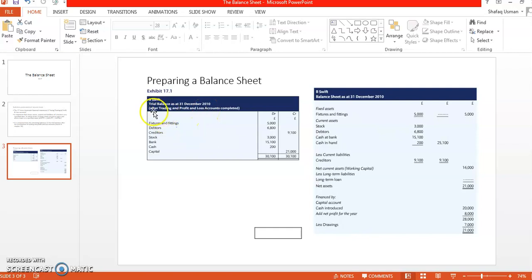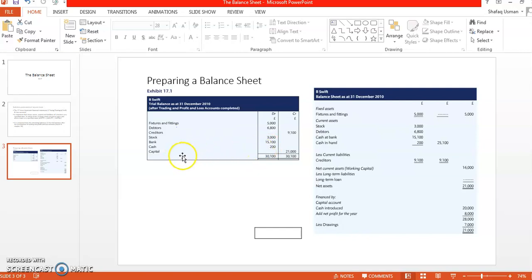And they say after the trading and profit and loss accounts have been completed, these are the figures which we are left with. This is why in this list you do not see purchases, sales, expenses, because those have already been taken care of while they made the profit and loss account earlier. Now, fixtures and fittings are 5,000. Fixtures, I told you, are an asset. Debtors, the people who owe us money, 6,800. Creditors, the people to whom we owe money, 9,100. Stock, 3,000. Bank, 15,100.